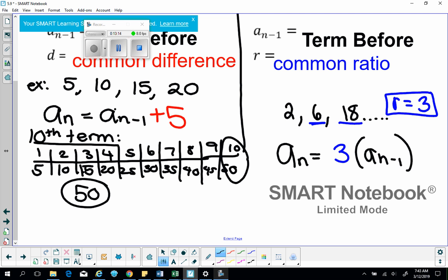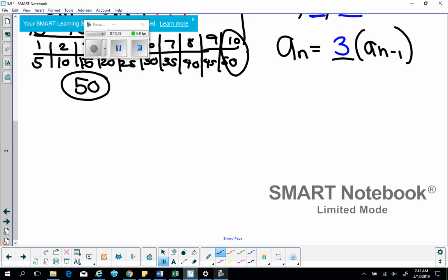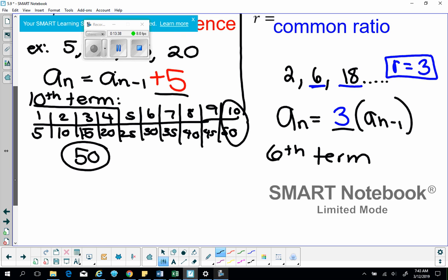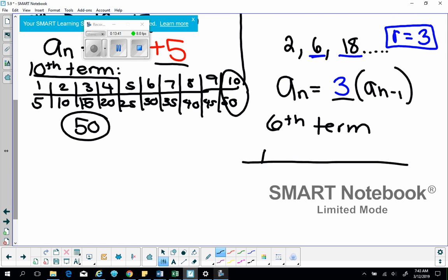That just means to get the next term, I take the term before and multiply by 3. So the only difference is when it's geometric, it looks like that. When it's arithmetic, it looks like that up there. So if I wanted my 6th term to this, I would do the same thing where I set up a table, right? 1, 2, 3, 4, 5, 6.